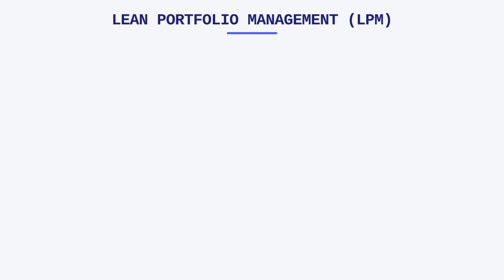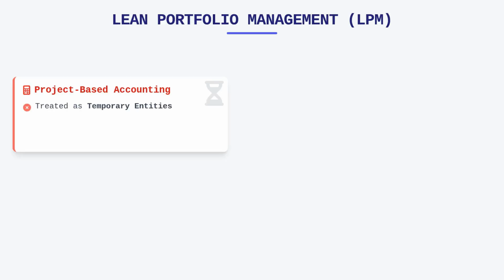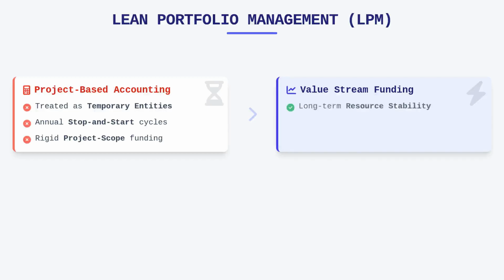One of the most significant shifts in LPM is the transition away from traditional project-based accounting toward value stream funding. In a project-based model, accounting treats projects as temporary entities, which often triggers an annual cycle of stop-and-start resource allocation. Lean Agile accounting, by contrast, funds the value streams themselves, allowing for longer-term stability and faster pivots, since the money follows the value rather than the project scope.